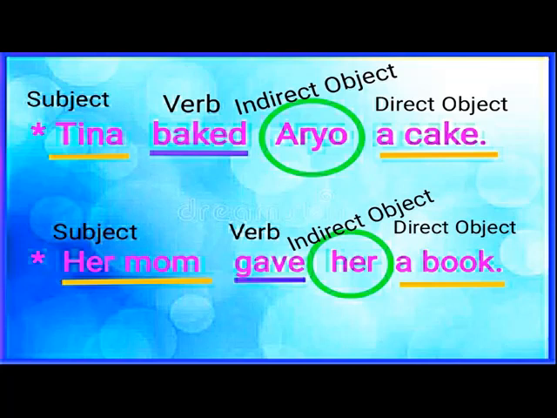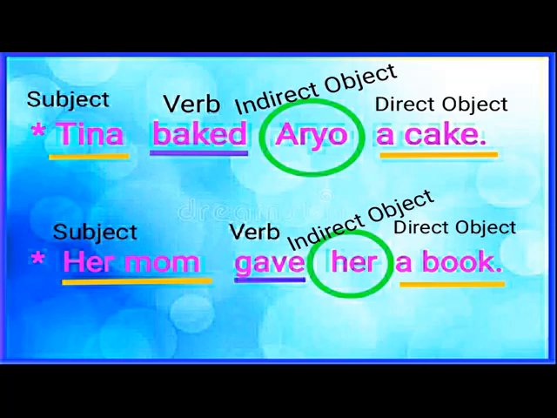So, Aryo is the receiver of a cake, and Aryo becomes an indirect object. Aryo is a proper noun. Why? Because it's the name of a boy. Now let's see the second one. Her mom gave her a book.